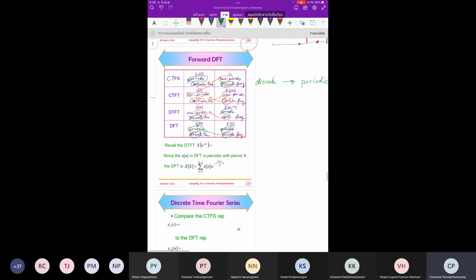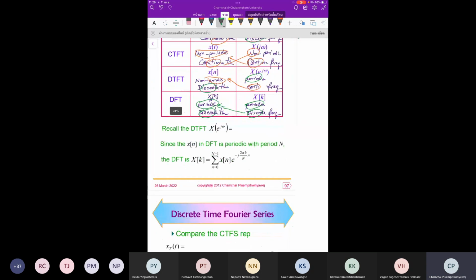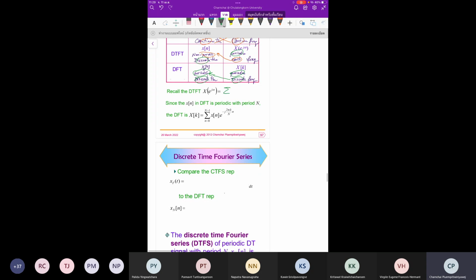Okay, let's recall the formula for the DTFT. The formula for the DTFT is the summation of x[n] e to the power of negative jωn, n from negative infinity to infinity.